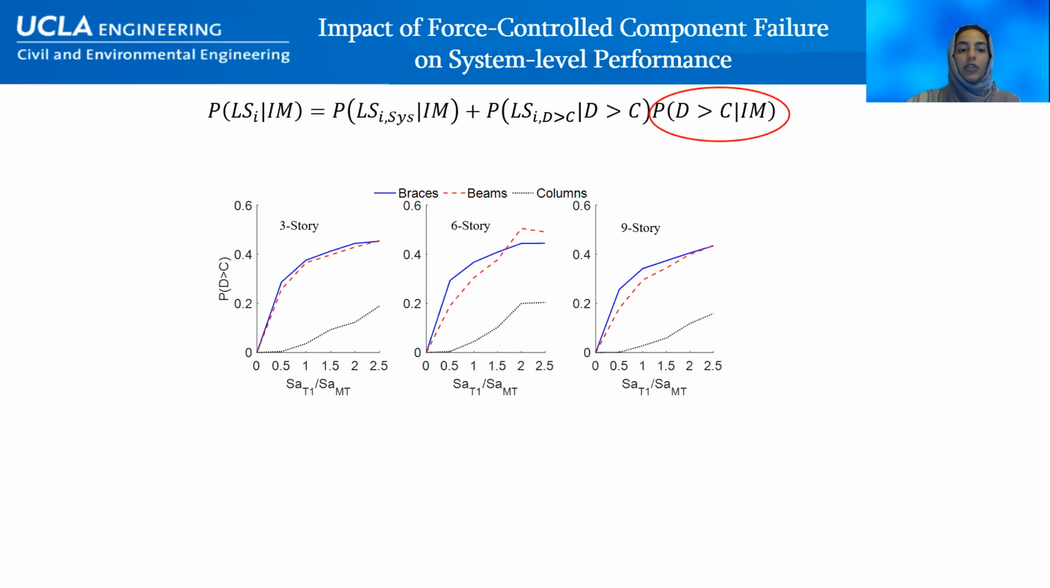This plot shows the probability of demand exceeding capacity in the force control components as a function of their shaking intensity. For all 3 buildings, the probability of demand exceeding capacity is generally highest in the beams and braces.